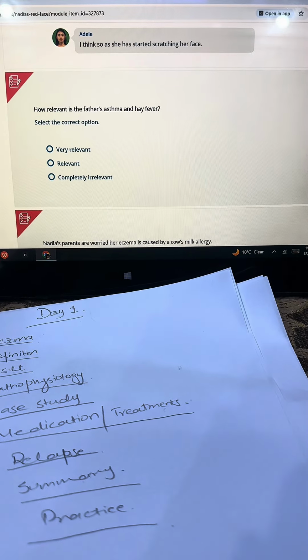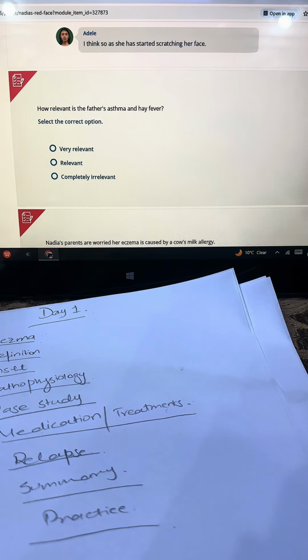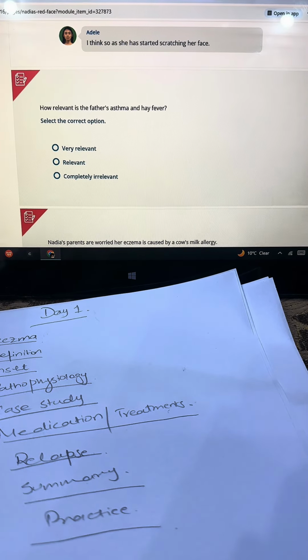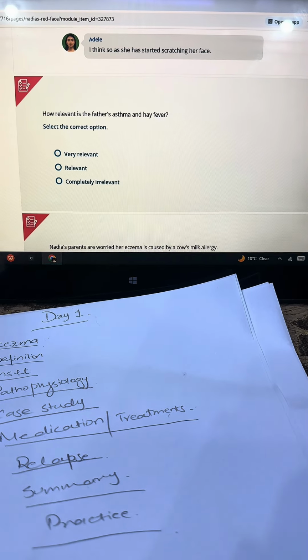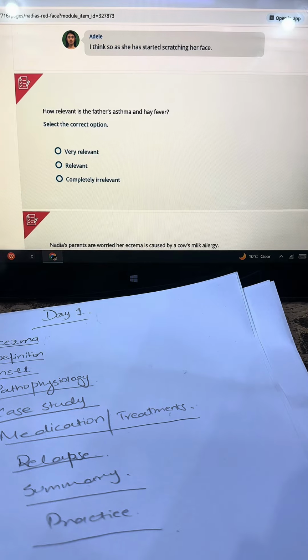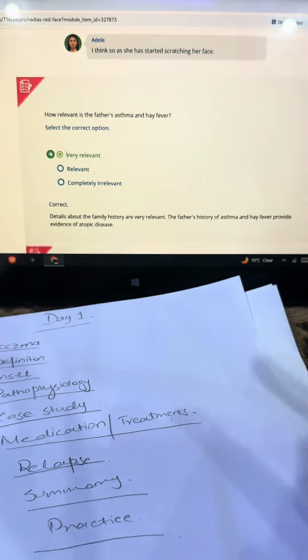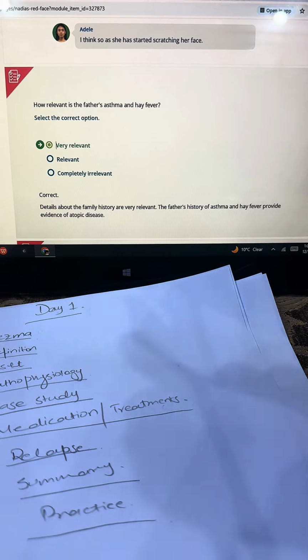How relevant is the father's eczema and hay fever? Yes, it is very relevant, because from the hay fever and eczema we can find evidence of atopic dermatitis. Okay, very relevant. The answer is correct.